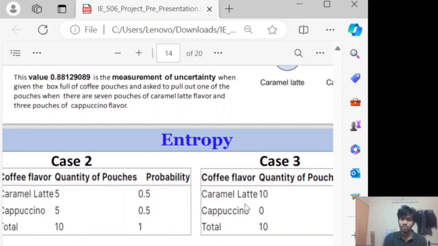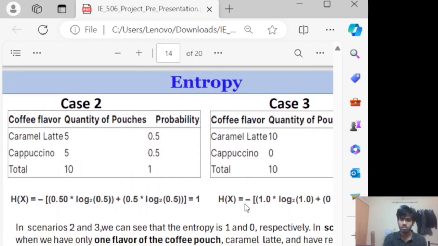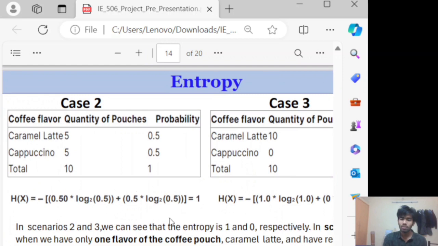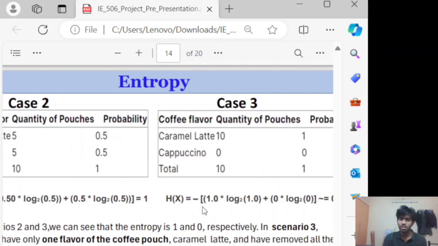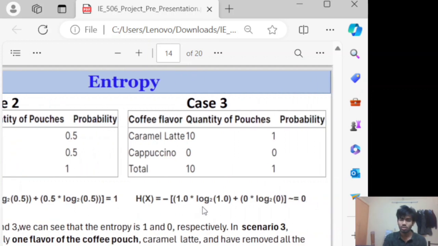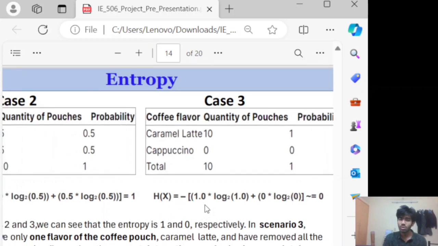After that, in case 2, we have 5 caramel latte and 5 cappuccino. So here the entropy value is the highest, that is, the measurement of uncertainty is the highest, which is 1. In case 3, we have 10 caramel latte and 0 cappuccino. So here we are certain to get a caramel latte when we pick a flavor. There is no level of uncertainty, so its entropy value is 0.